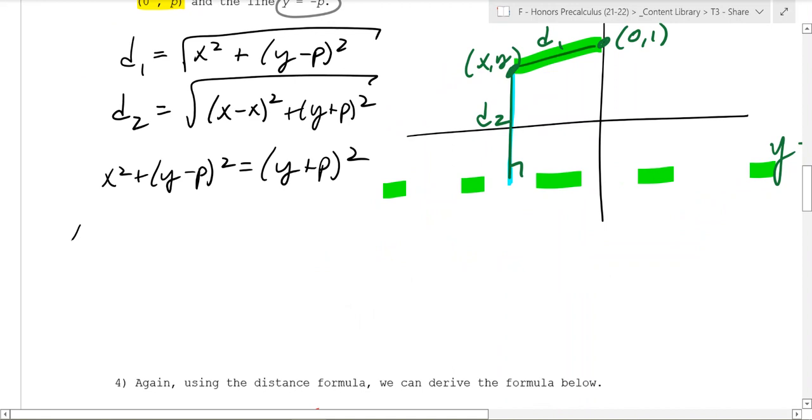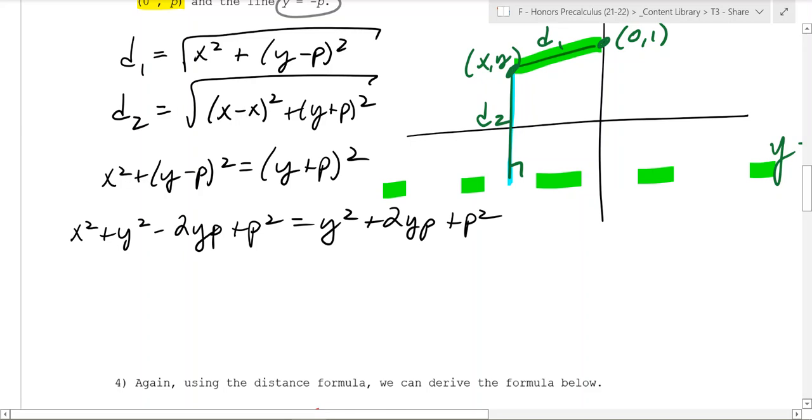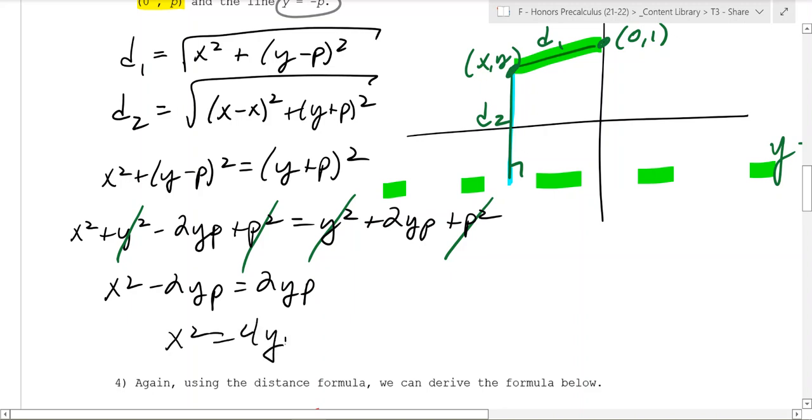When you multiply this out, you end up with x squared plus y squared minus 2yp plus p squared is equal to y squared plus 2yp plus p squared. Similar to what we did before, the p squareds cancel, and these y squareds cancel. So what are you left with? x squared minus 2yp is equal to 2yp. So you end up with x squared is equal to 4yp.